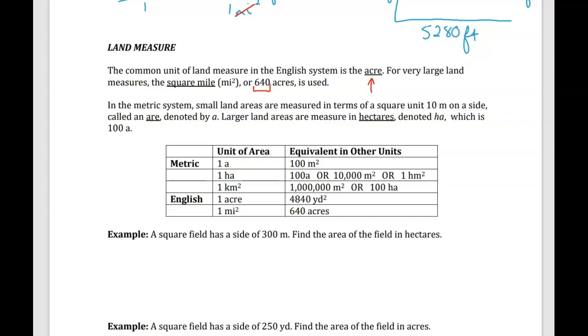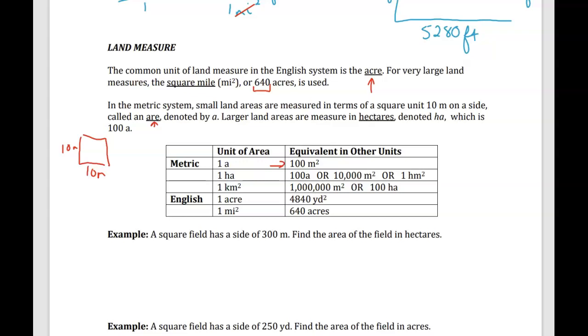In the metric system, we have a little bit different notations. So in the metric system, we have an R, which is denoted with an A. It's basically 10 meters on one side. So an R would be 10 meters by 10 meters, or 100 meters squared, which you see here.